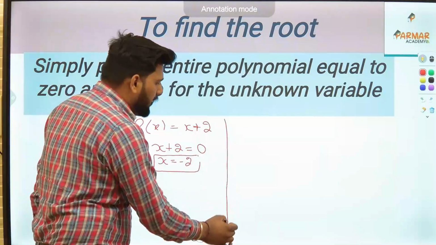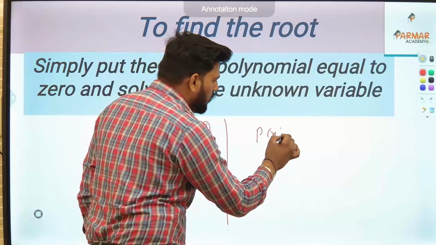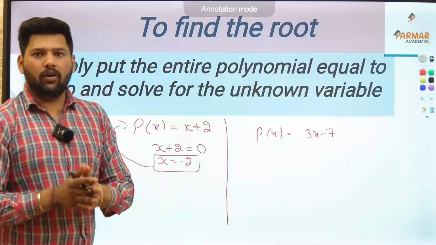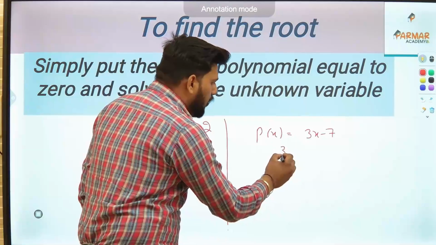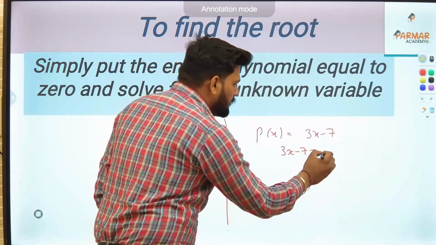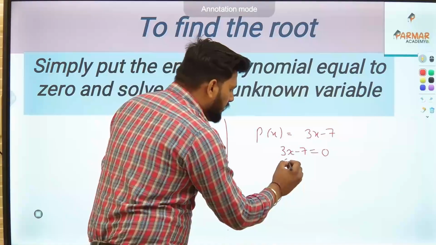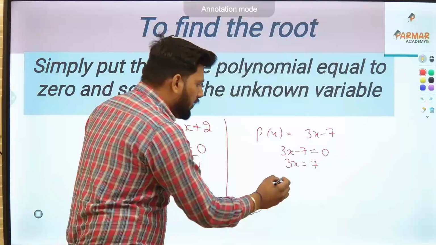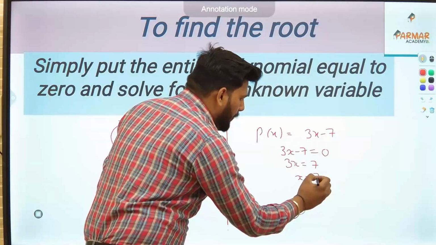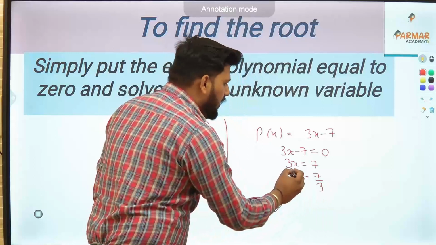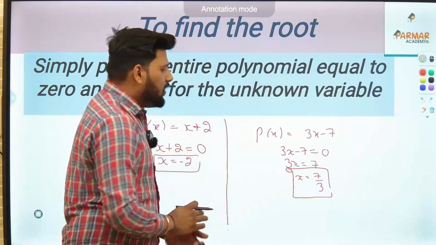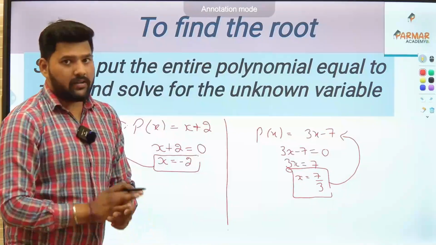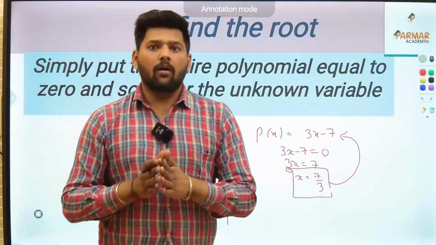Similarly, let's have one more example where p(x) is equal to 3x minus 7, and we have to find the root for this polynomial. Again, put the entire polynomial equal to 0 and solve for the unknown variable. Again, 3x is equal to 7. Minus 7 turns the right hand side positive. Now 3x is equal to 7 becomes x is equal to 7 by 3. So this is the value of the unknown variable x. That means x is equal to 7 by 3 is the root of this polynomial. So this is how we can find the root of a polynomial.